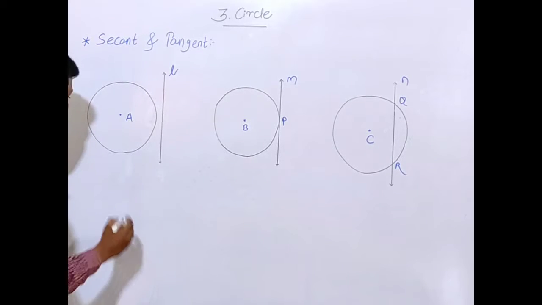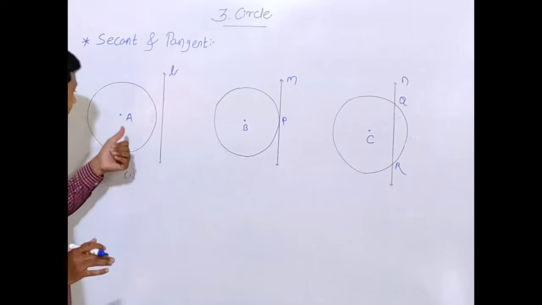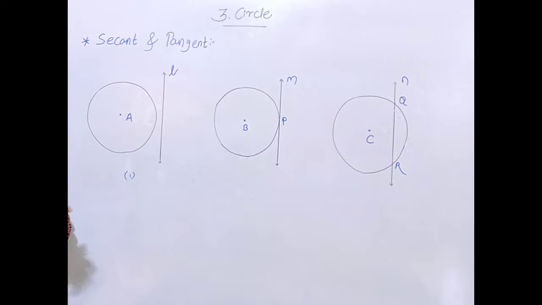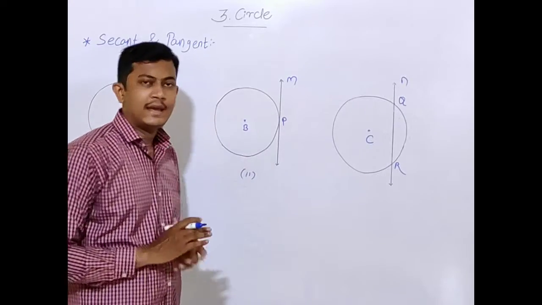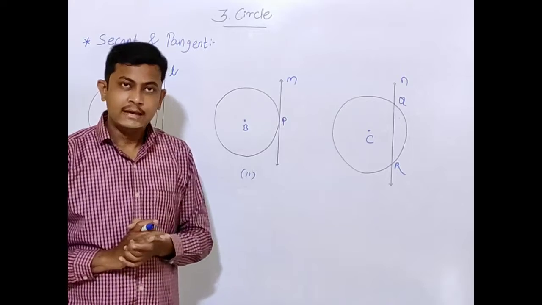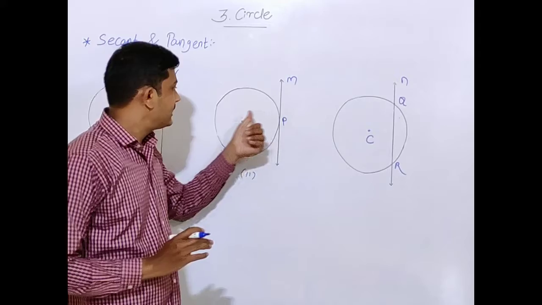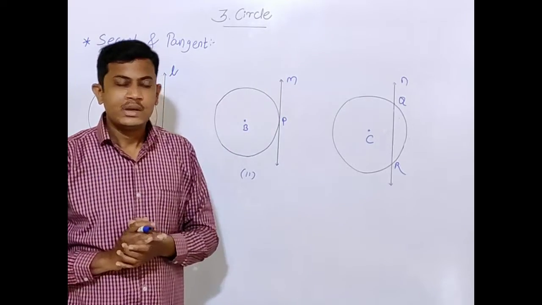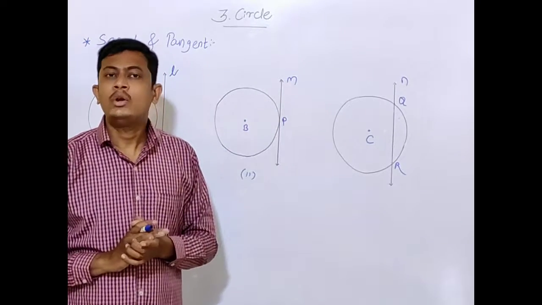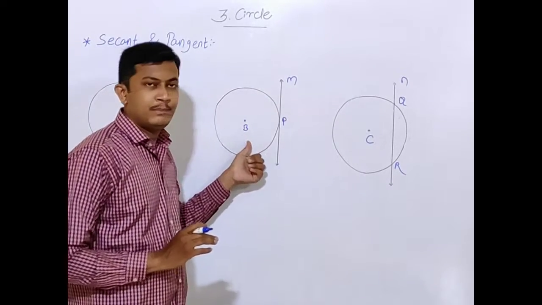Now in the given figure, this is figure 5. Here is a circle with the center A and the line L. Here there is no point common to both. Here the circle and line are at different places. In the second figure, B is the center of the circle and M is a line, where the point P is common to the circle and line. So the point P is known as the point of contact. So line M is a tangent to the circle with the center B.